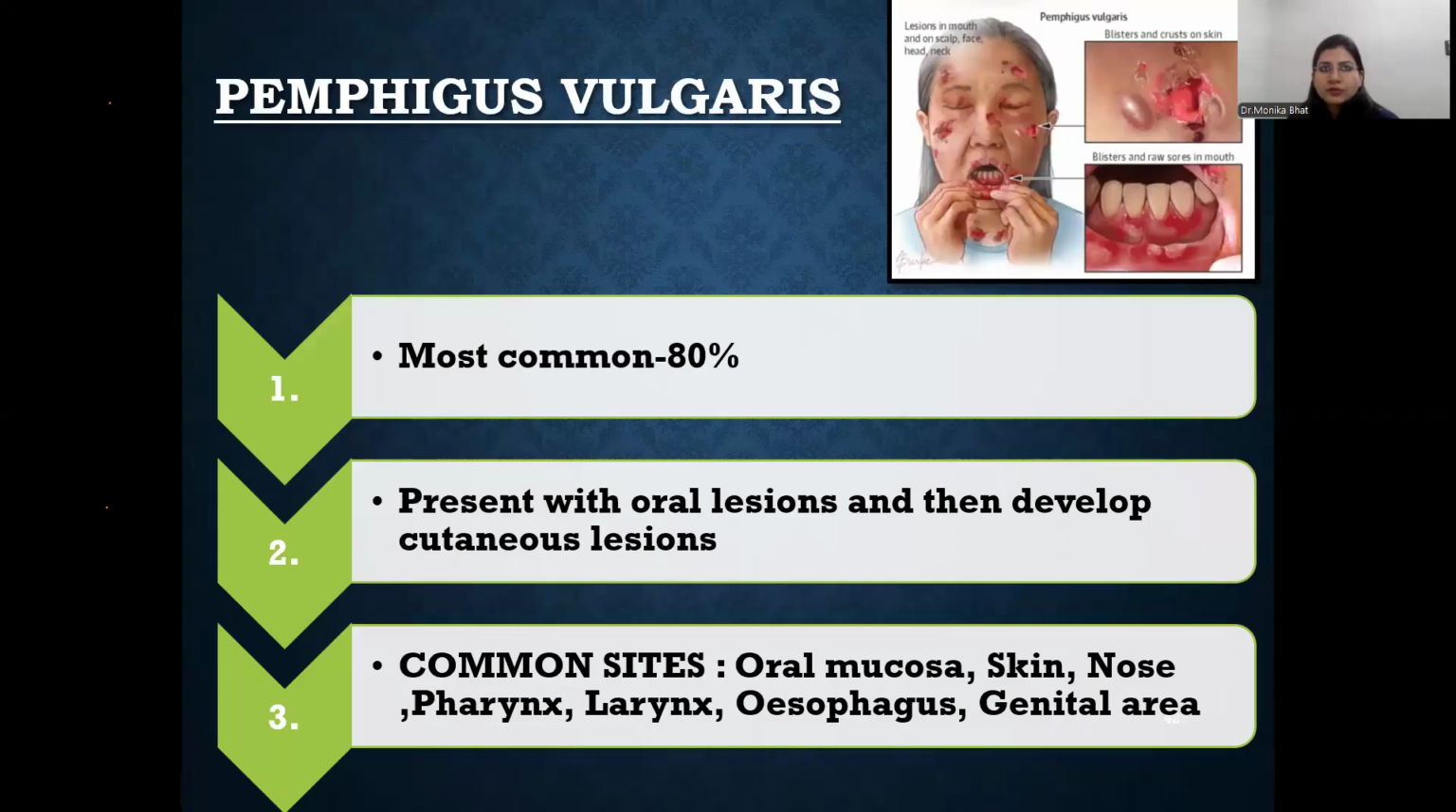This is basically the pathogenesis of how vesicle or bulla formation occurs in patients with pemphigus. Pemphigus vulgaris is the most common type of pemphigus. 80% of patients with pemphigus vulgaris present with oral lesions. Then they can develop cutaneous lesions. The common sites are the oral mucosa, skin, nose, pharynx, larynx, esophagus, and the genitals.